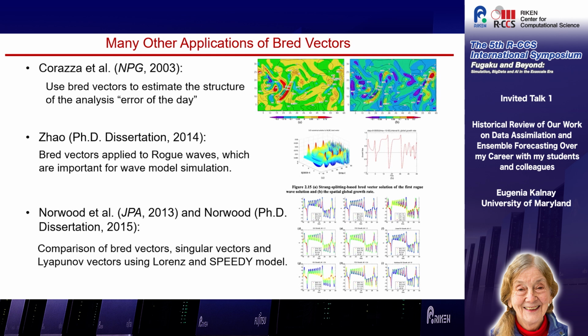My student Yongjing Zhao showed that Breeding vectors can be applied to study the instability of rogue waves, which is important for wave modeling. Besides these applications, my graduate student Adrienne Norwood compared Breeding vectors with other ensemble forecasting methods.